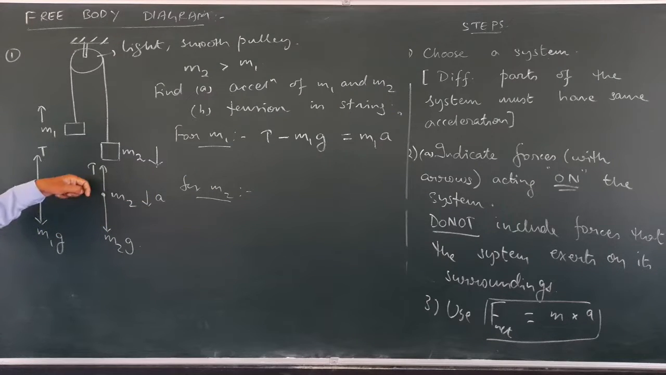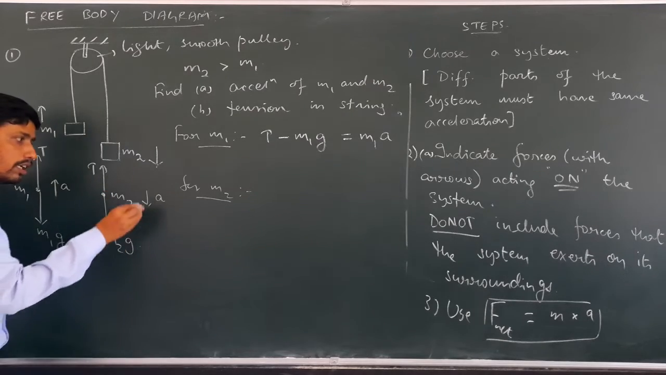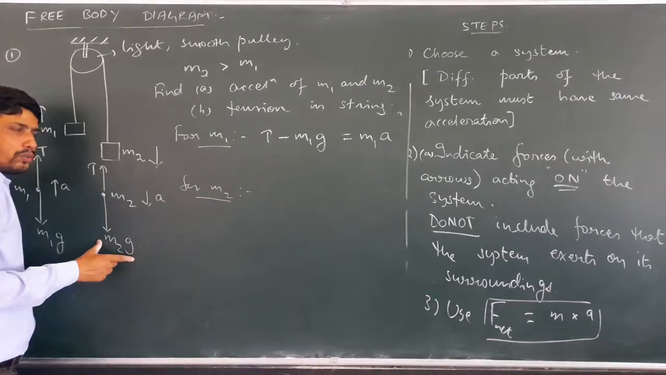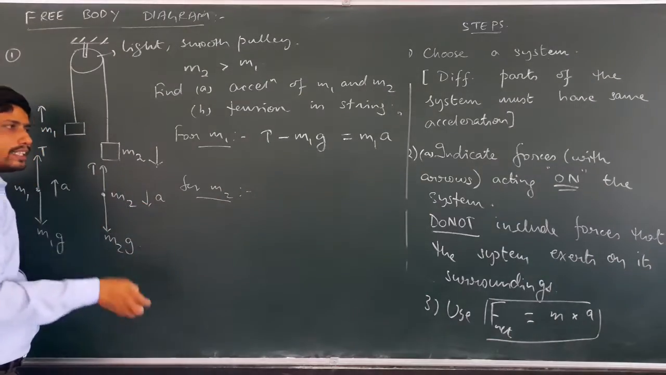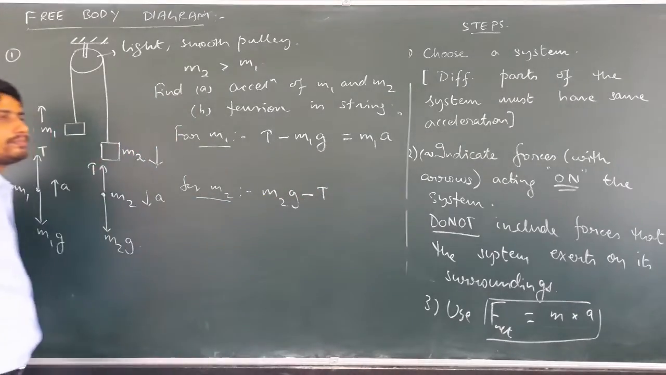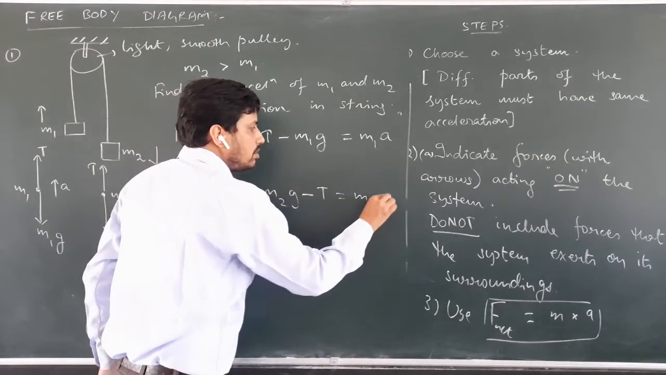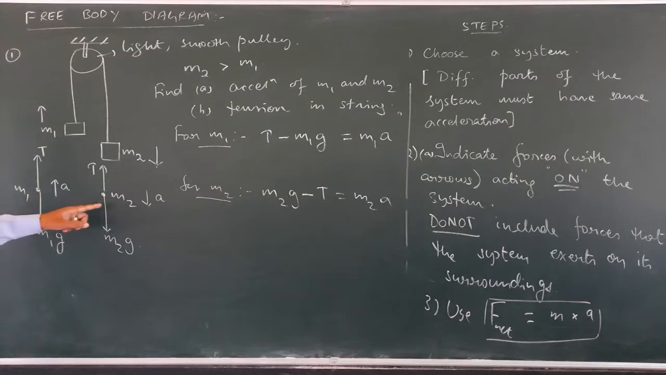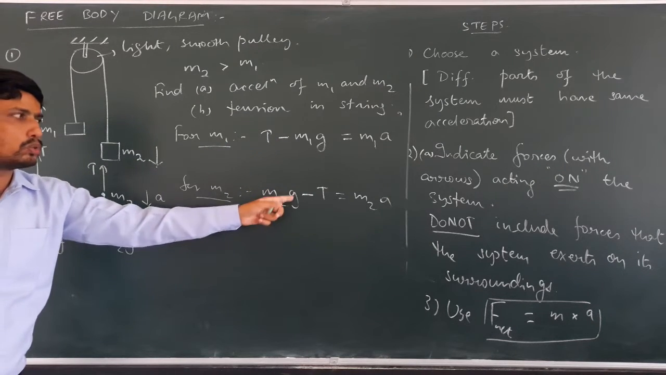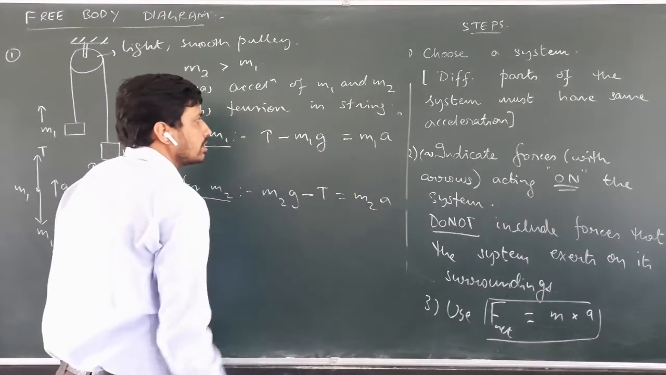For M2, one force upward, one force downward. But where is the acceleration? Acceleration is downward. Since acceleration is downward, we should take the downward force as positive and upward as negative. So the equation will become M2G minus T. This is the net force, and that is mass times acceleration. Understand these equations. Here we write T minus M1G, here we write M2G minus T. So this will depend upon the direction of acceleration.